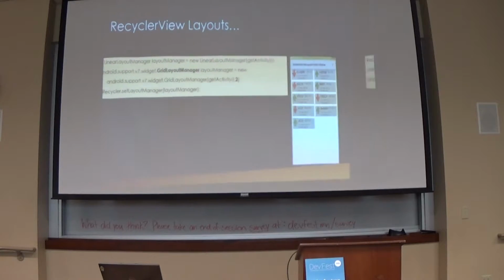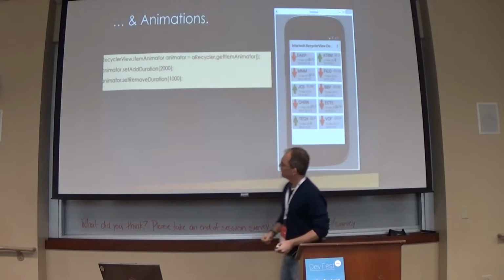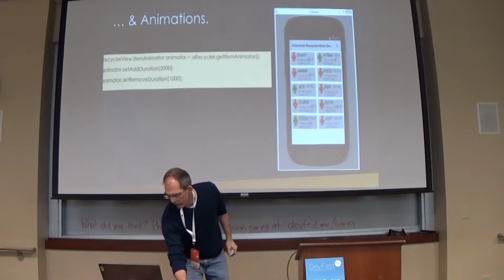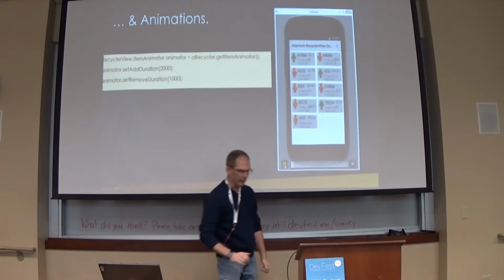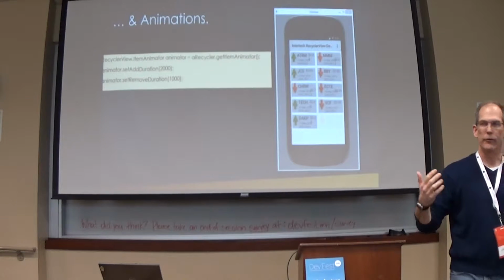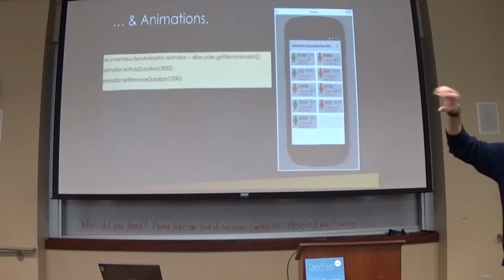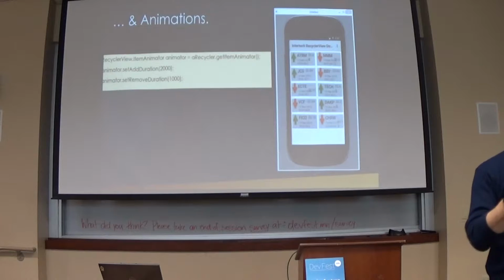What else? Animations. I think I've got this set up to work. Oops. Yeah. So a couple of animations built into the recycler view are things like the add remove duration. As you're removing one of those rows, one of the view holders, or adding new ones based on data changes, you can specify a millisecond fade in, fade out type of thing.